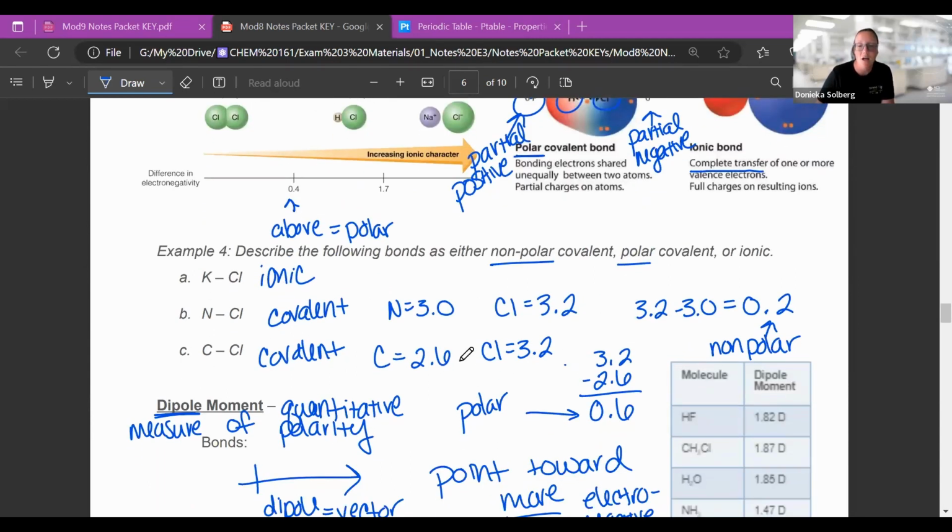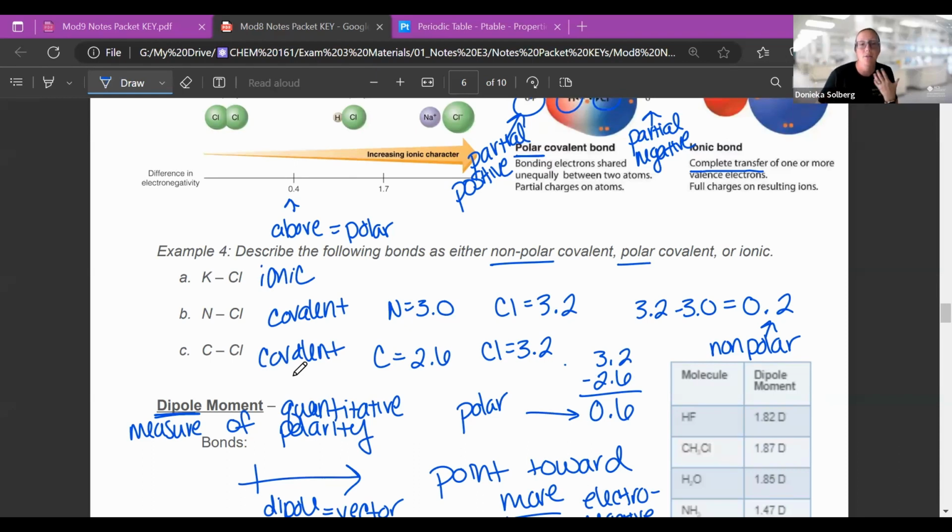Whereas C and Cl, well, C has an electronegativity of 2.6, chlorine is 3.2, their difference is 0.6, so this would be considered a polar bond. So one side is hogging the electrons, so you've got a partial charge of a little bit positive on one side and a little bit negative on the other side.